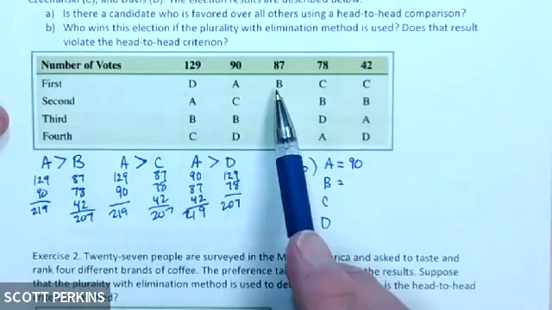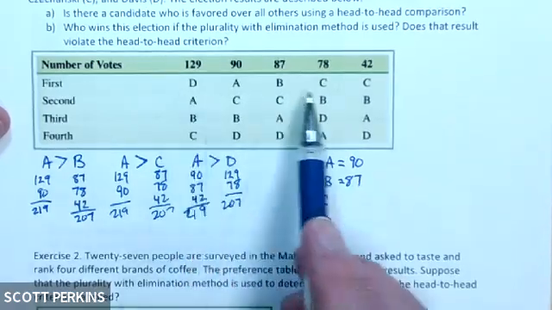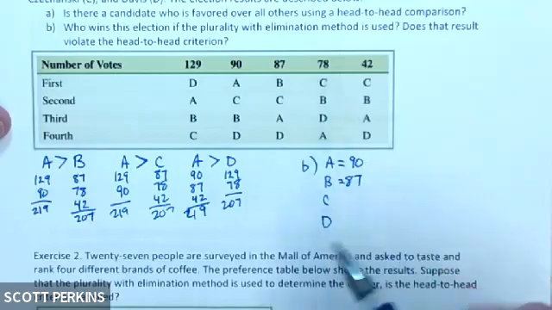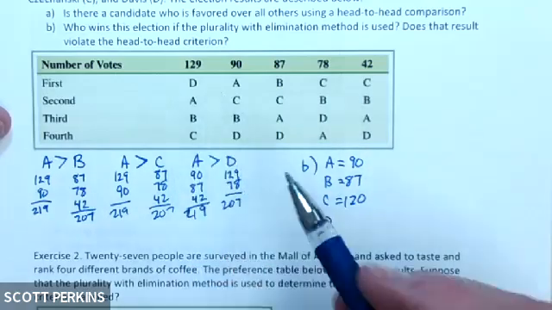B got 87 first place votes. C got 78 and 42, so that's 120 first place votes. And D got 129.